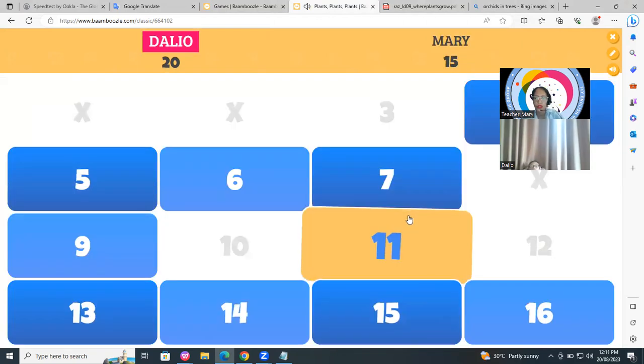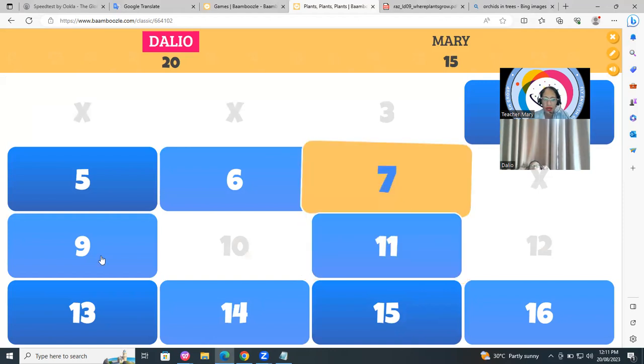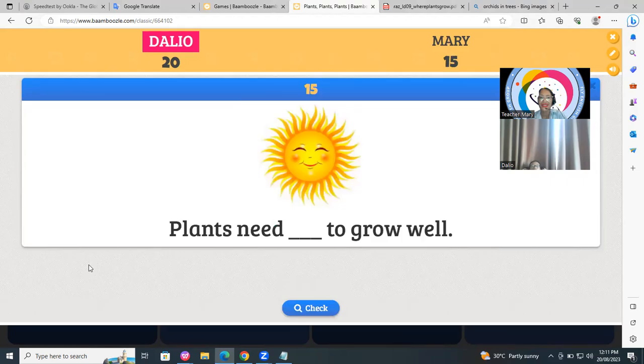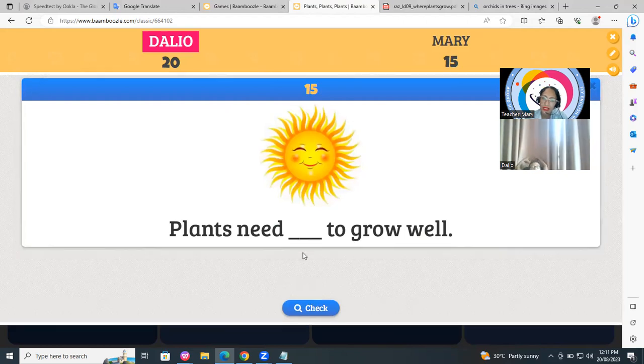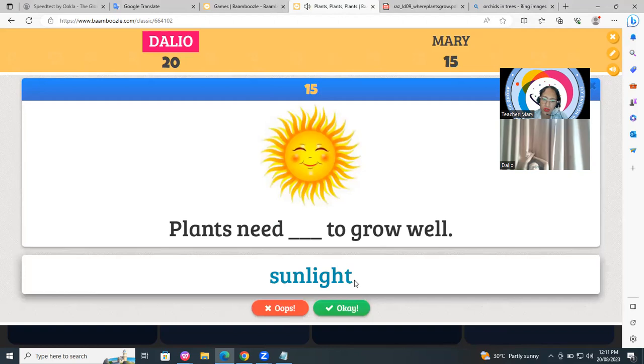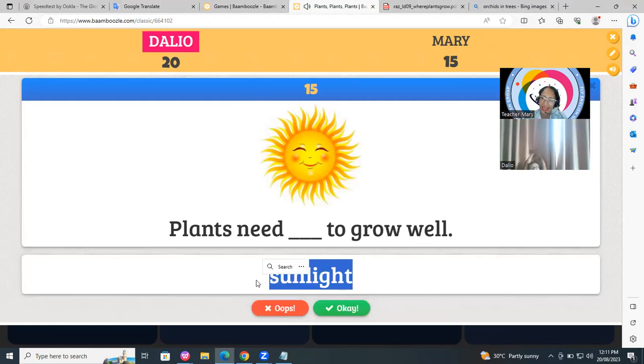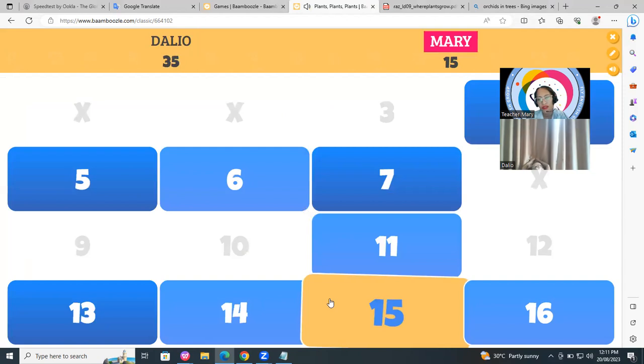Okay, your turn. Choose a number, please. Number nine. Plants need, what is this? The sun. Very good. So plants need sun to grow well. Or we also use the word sunlight, okay? Now you've got 35 points.